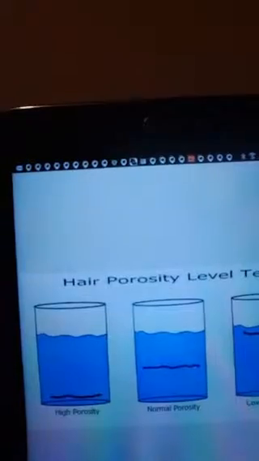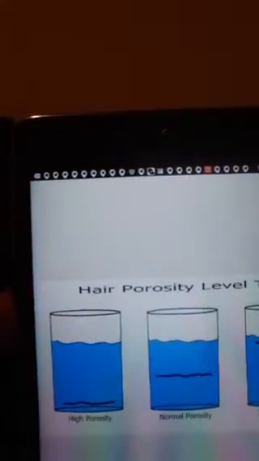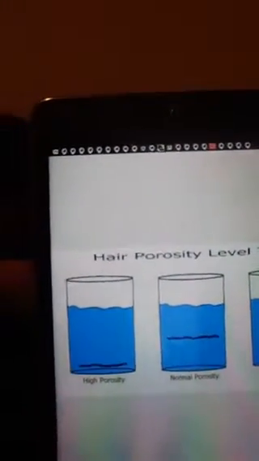All right. Now, high porosity is going to sink directly to the bottom. I'm going to show you that again. Okay. This is high porosity. It's going to sink directly to the bottom right here. Okay. This means that the cuticle is exposed and it could cause severe amounts of damage. Okay. Environmental factors, overuse of heat and chemicals.